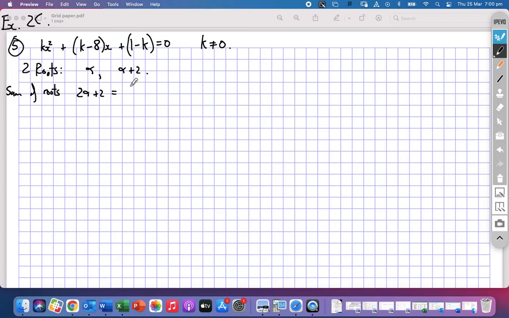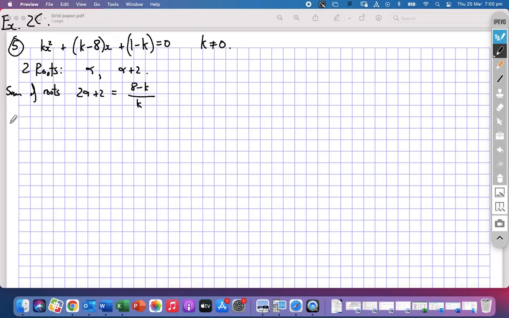And we know that that's minus b on a. So what's minus b on a? It is minus b would be minus k minus 8. So that's the same as 8 minus k. A minus k and a minus minus 8. 8 minus k on a.